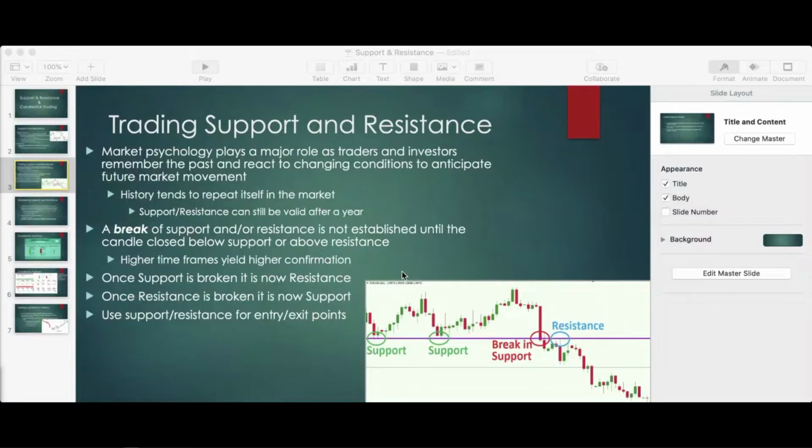When price comes down to support, it is not guaranteed it will break or it will bounce. So always wait for confirmation, and vice versa for resistance. If price goes up to a resistance point, it's not guaranteed that it's going to break above. Always wait for your confirmation to enter these trades. Sometimes you can anticipate. That would be a lot riskier, but it can be done. I do that sometimes as well.